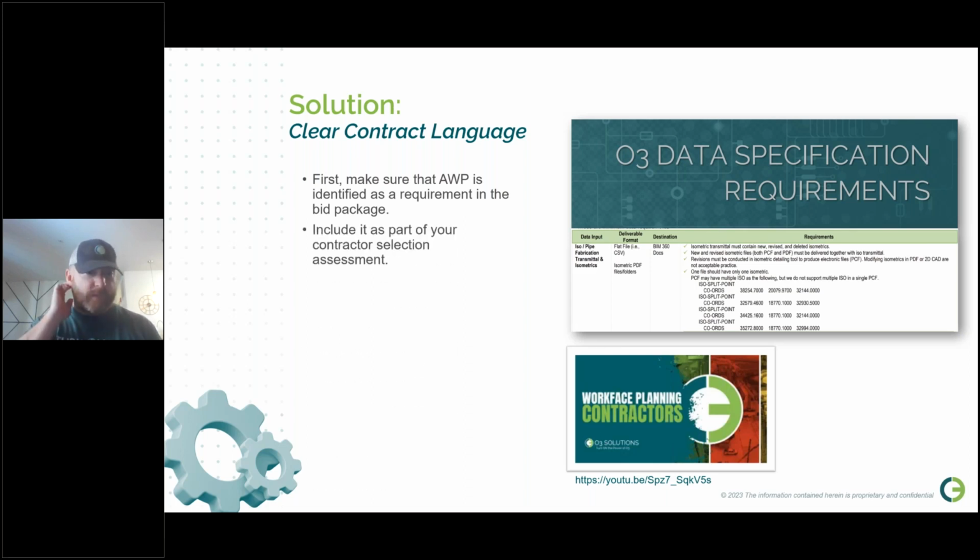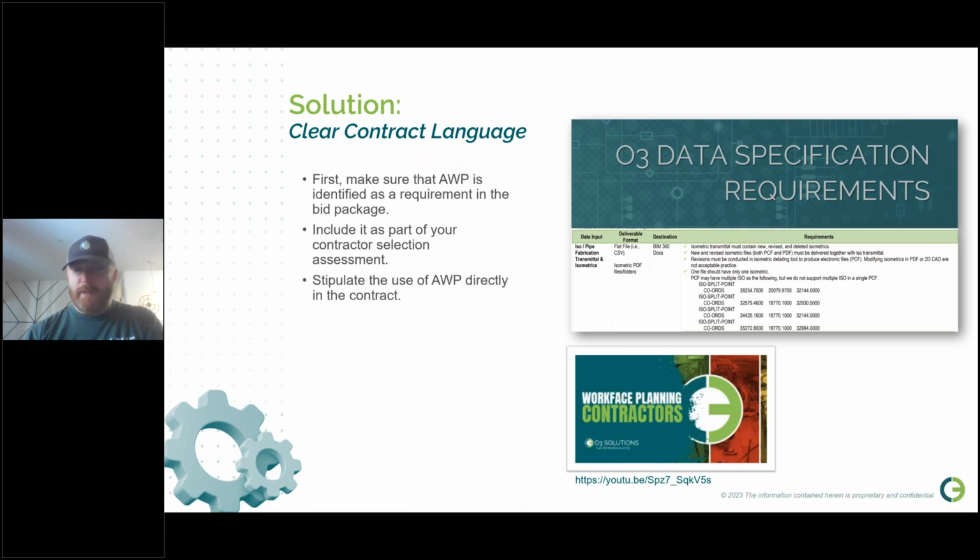And then include it as part of your contractor selection assessment, exactly as you would by looking at the quality of their bid, their safety performance on other projects, their pricing structure, all of that. Add AWP as a requirement and as a consideration when they're bidding to you. Now, if they're not experts in it, but they're keen to learn, that shouldn't rule them out. But you at least want to make sure that they understand that their capabilities and their willingness to adopt AWP is going to be a consideration in you choosing them for this project.